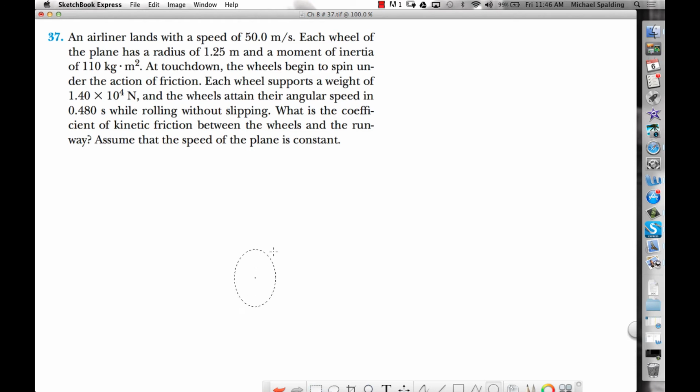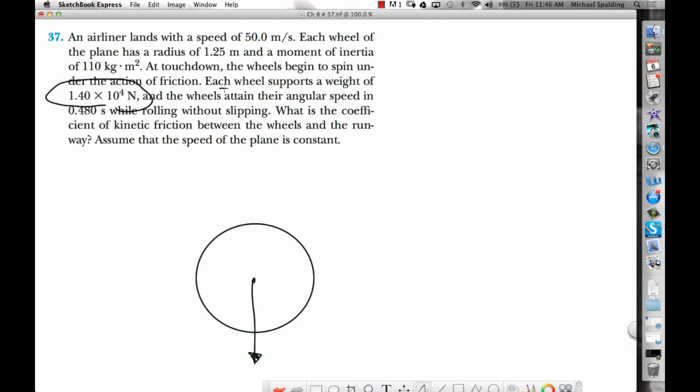Here's the wheel. Okay, we're going to do a free body diagram for this wheel. What are the forces acting on the wheel? Well, we have mg down, which they tell us is what, right here? Each wheel supports a weight of 14,000 newtons. So what's the down force on the wheel? 14,000 newtons. That's the weight it's supporting.